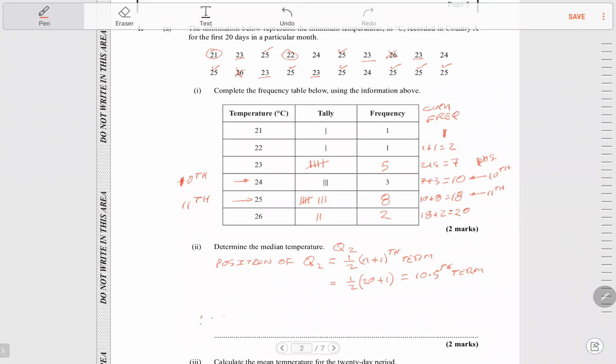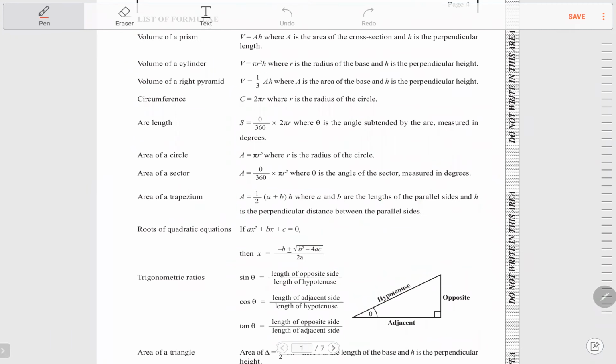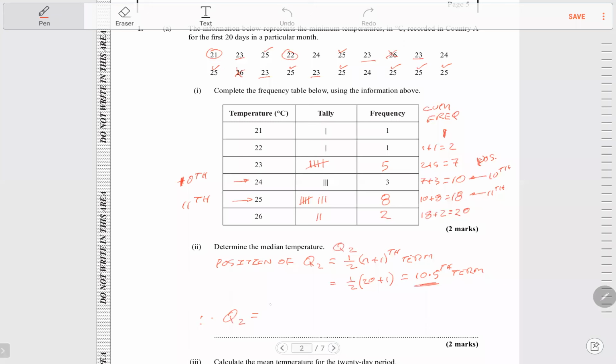And therefore, Q2 equals the average of those two values. That's what 10.5 means: the term between the 10th term and the 11th term, which is the average of those two. So it becomes 24 plus 25 over 2, which works out simply to 24.5 degrees Celsius. So remember, the temperature is in degrees Celsius.